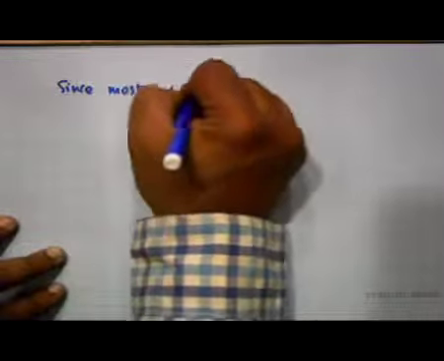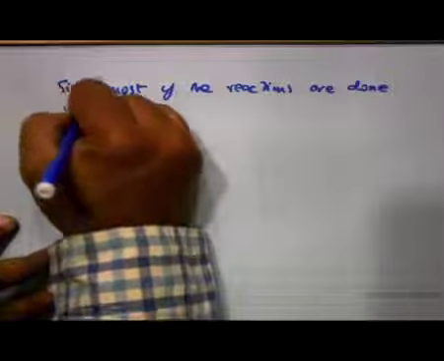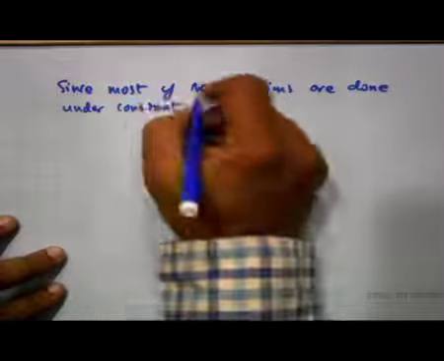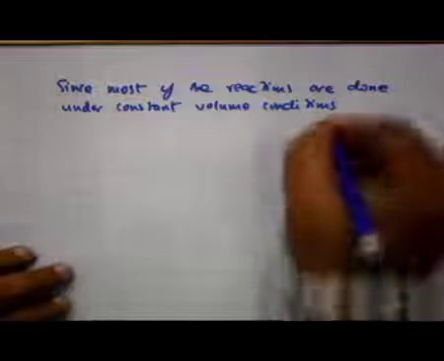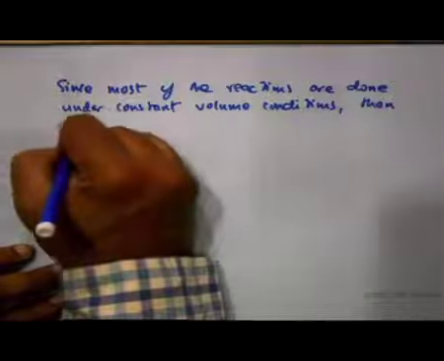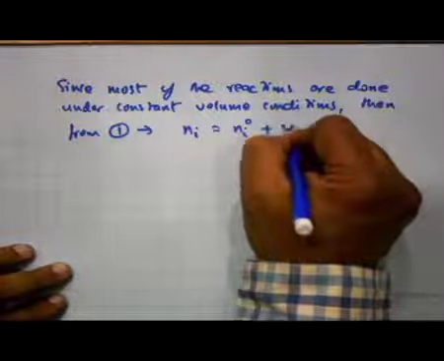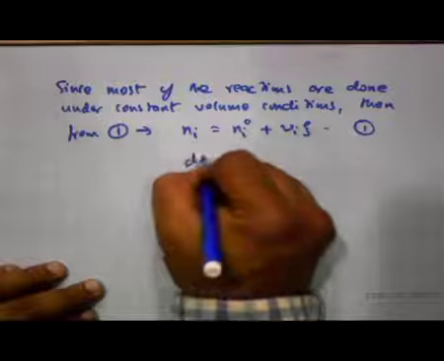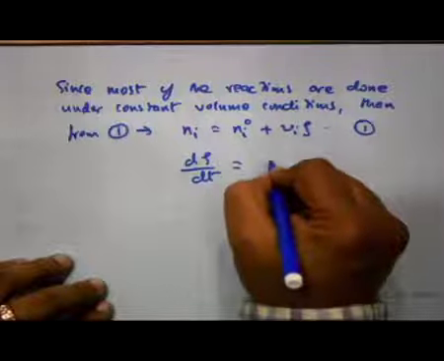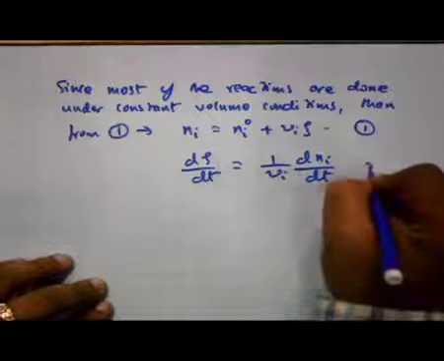So, we can say, since most of the reactions are done under constant volume conditions, then from equation 1, which was Ni equals Ni naught plus nu I xi, and we had written d xi over d of t is equal to 1 by nu I d Ni over d of t. This was equation 3.